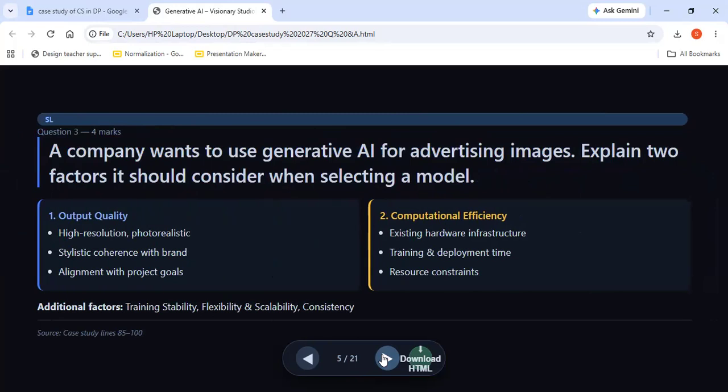A company wants to use generative AI for advertising images. Explain two factors you should consider. When they have to generate an image using AI, they first have to understand that the output quality should be high resolution. And the other thing is computational efficiency. That means the existing hardware infrastructure. Whether the CPU is enough, whether the GPU is enough, whether the TPU is enough. If they don't have anything here, then they can go for cloud computing for this hardware issue.